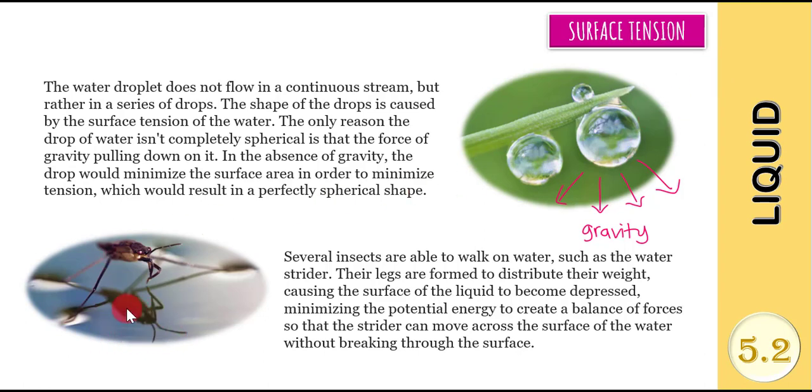Water strider legs are formed to distribute their weight, causing the surface of the liquid to become depressed and minimizing the potential energy to create a balance of forces so that the strider can walk on water.